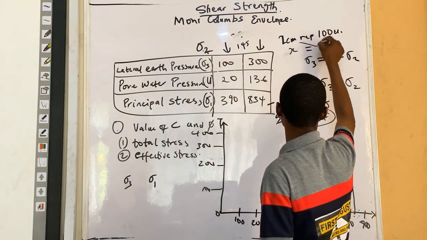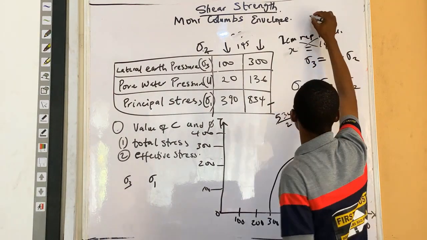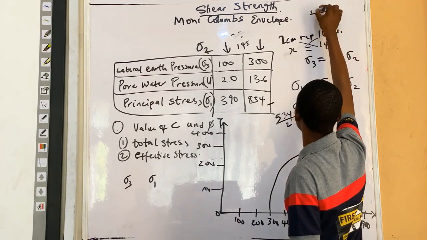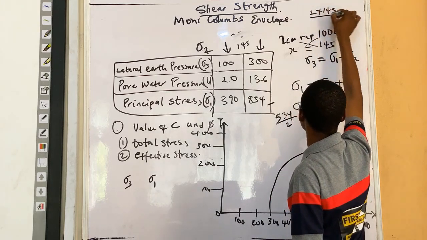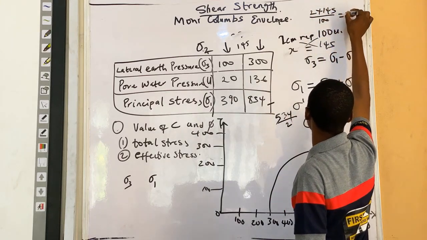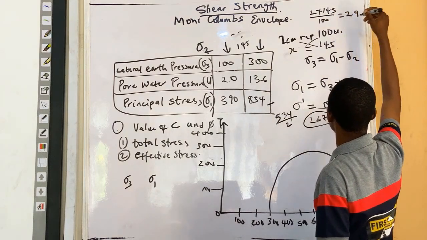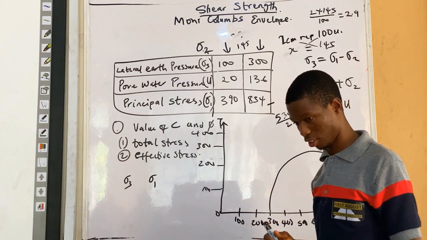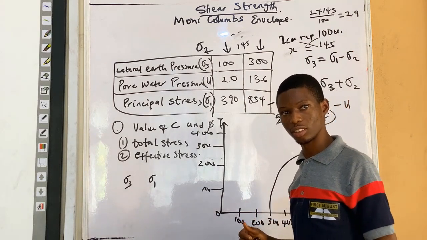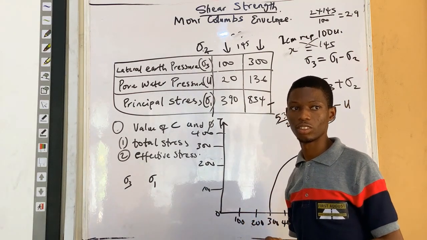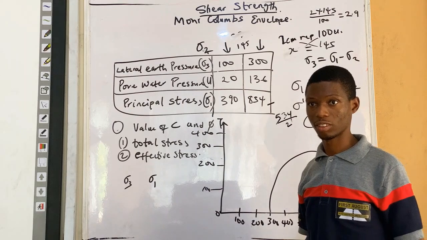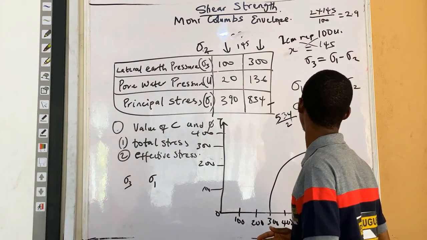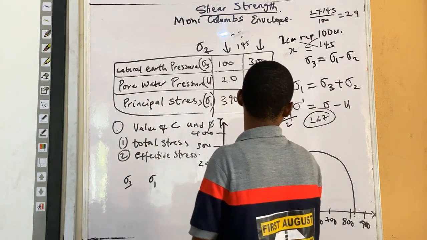Yes. So we cross multiply. That is 2 times 145 divided by 100. That is 2.9. Also 2.9 centimeters. I measure 2.9 centimeters. 2 centimeters to 100, x equals 145.